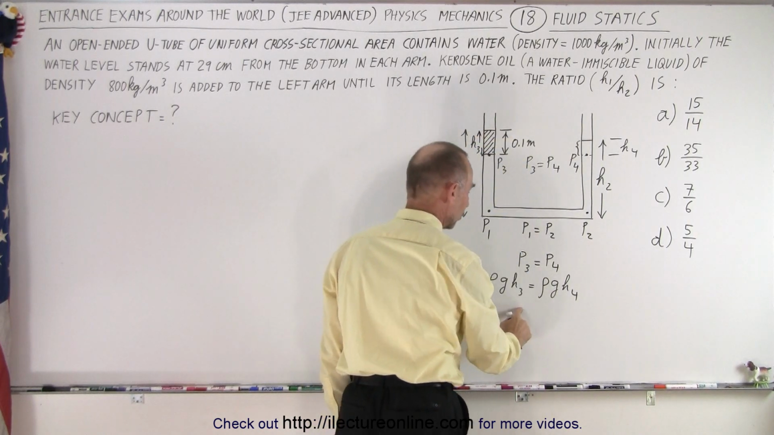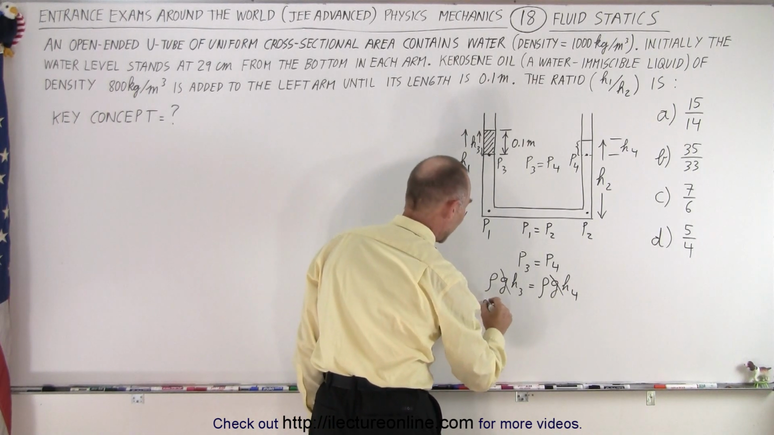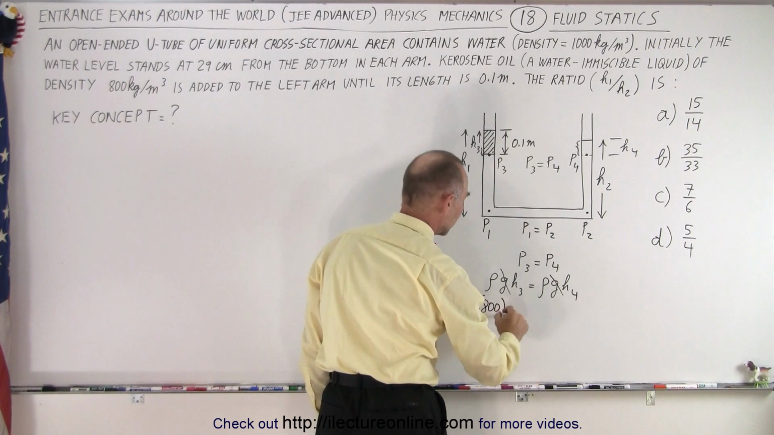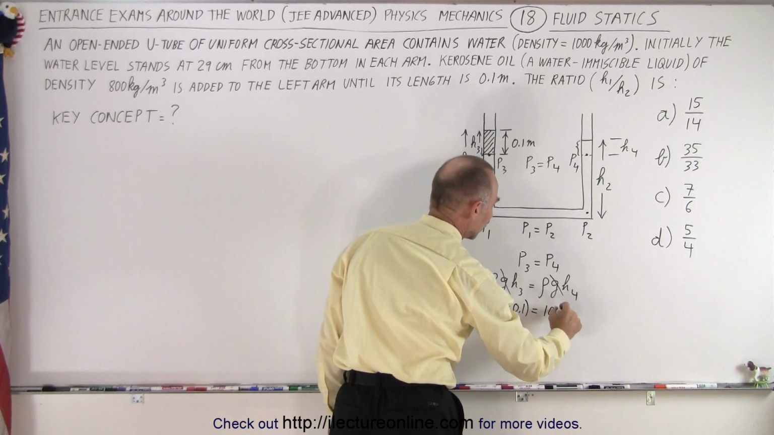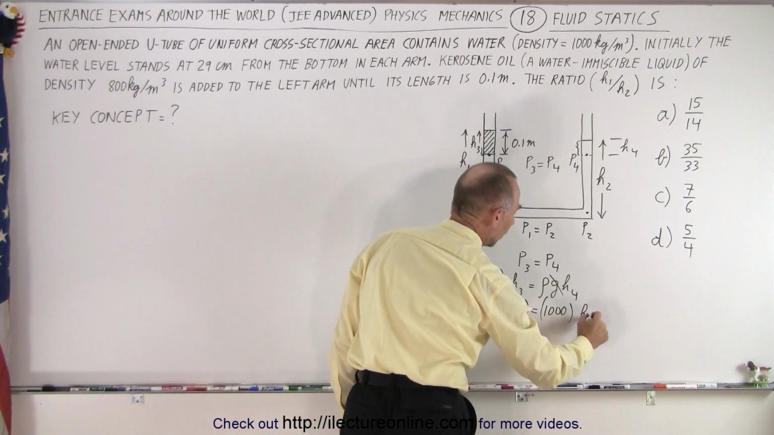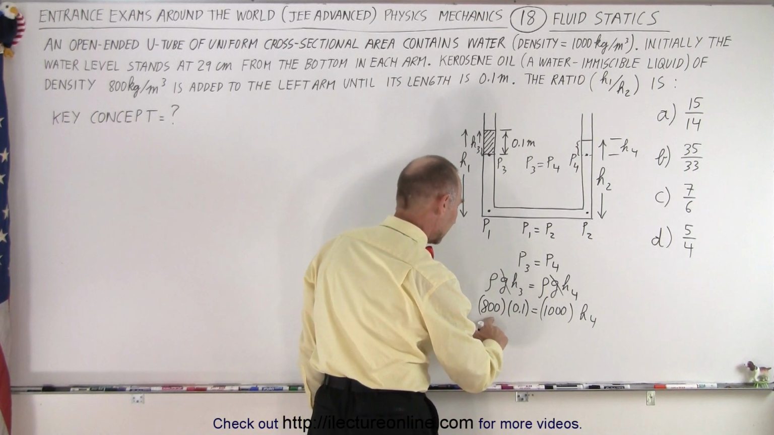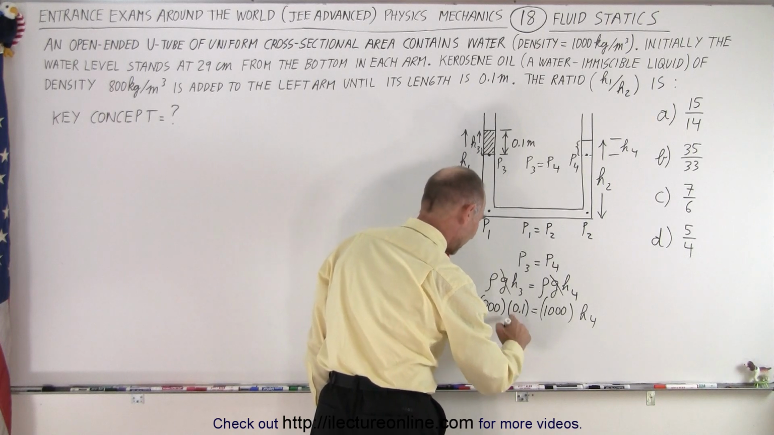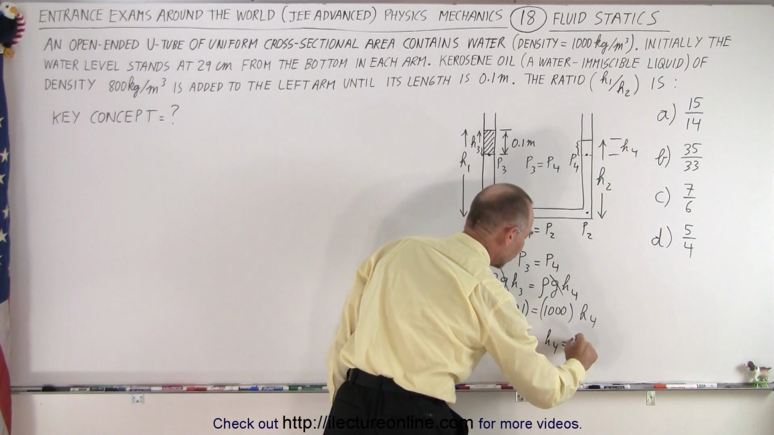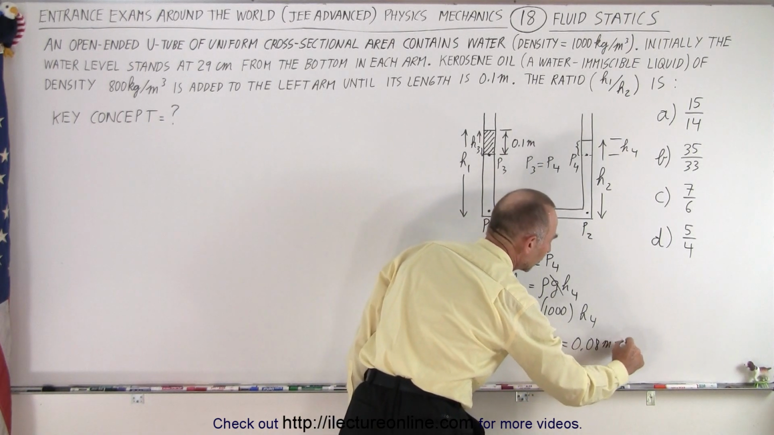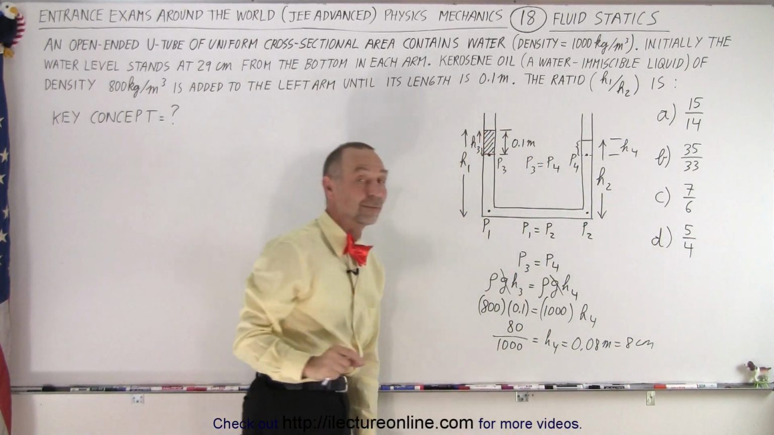That's the height of the kerosene, which is known. Now notice that the g's cancel on both sides. We know the density on the left side is 800 kilograms per cubic meter, and the height of that is known to be 0.1. On the right side, the density is 1,000. We don't know H4, but that can be easily figured out: 800 times 0.1 gives 80, divided by 1,000 equals H4, which is 0.08 meters, or 8 centimeters. So we realize now that this is 8 centimeters and this is 10 centimeters.